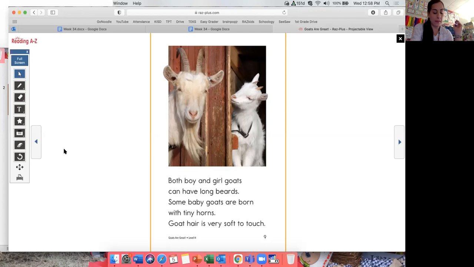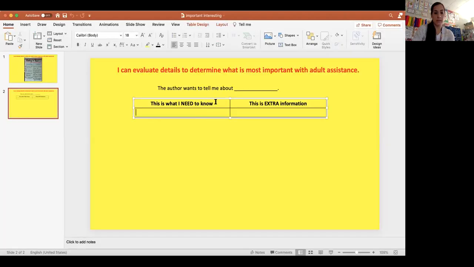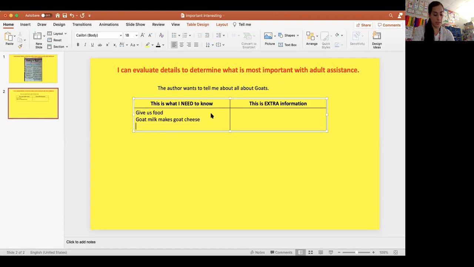That really is something we need to know. I wouldn't say that's interesting, that is kind of cool, but it's also important because that's very important when we're talking about how they protect themselves, right? Okay, so I'm gonna go back to that chart and I'm gonna type in some things to know all about goats. This is what I need to know. They give us food. I'm just going to put a few that we came up with. Goat milk makes goat cheese, and baby goats have tiny horns.